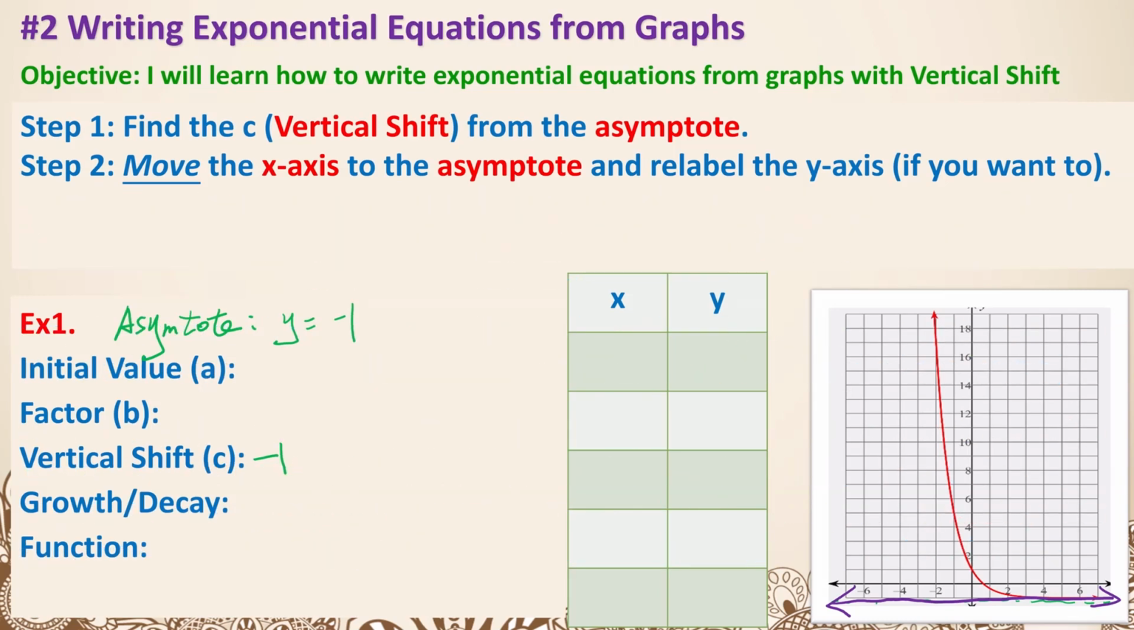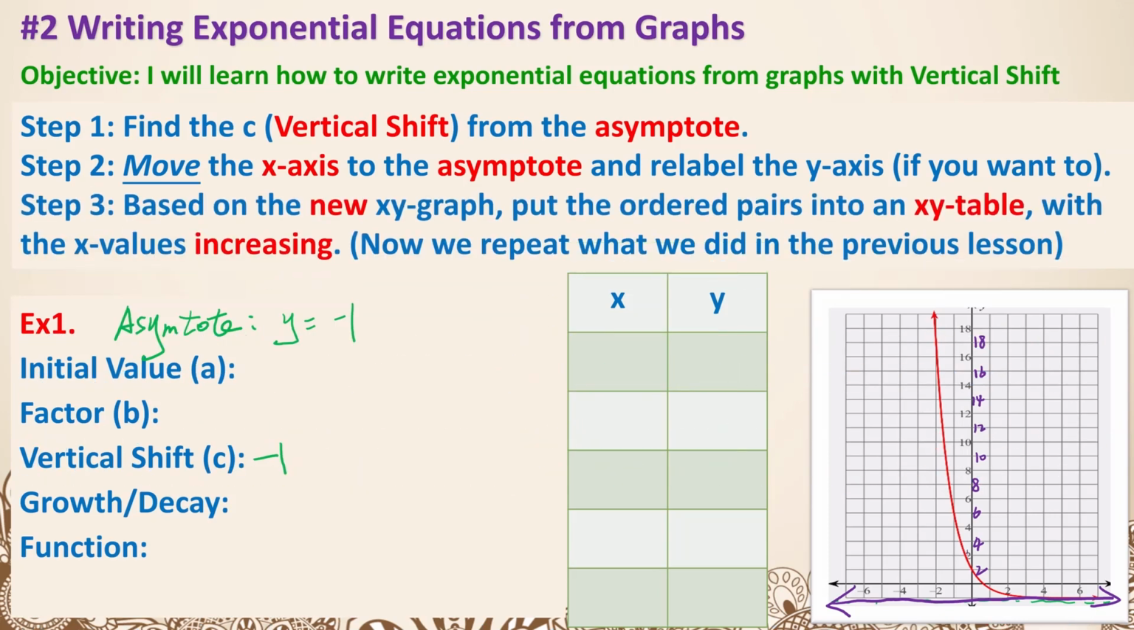When we say if you want to relabel the y-axis, that's just saying these 2, 4, 6, 8, 10, 12, all of these numbers are going to change since this purple line now is our new x-axis. So the 2 would be here, and this is the 4, this is the 6, this is the 8, that's 10, that's 12, that's 14, that's 16, that's 18. So if you want to relabel, you totally can.